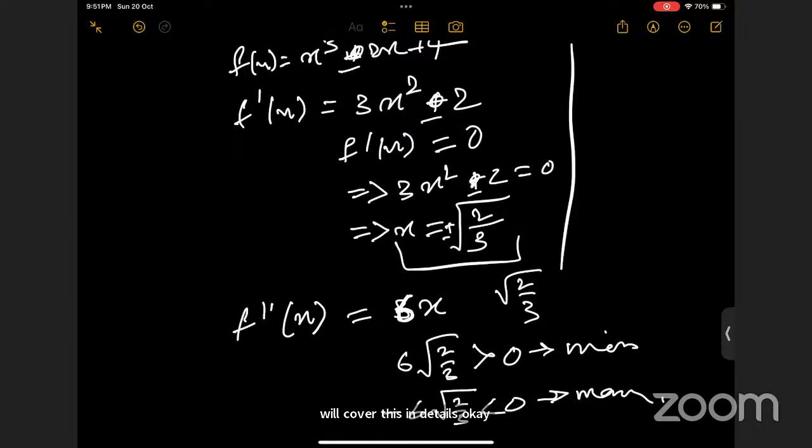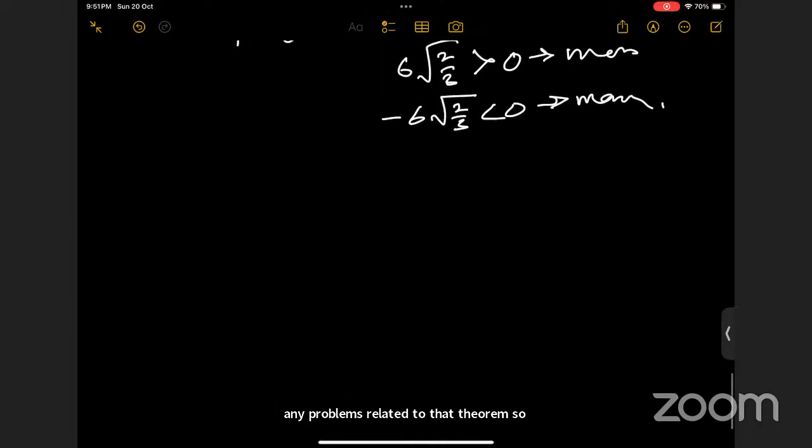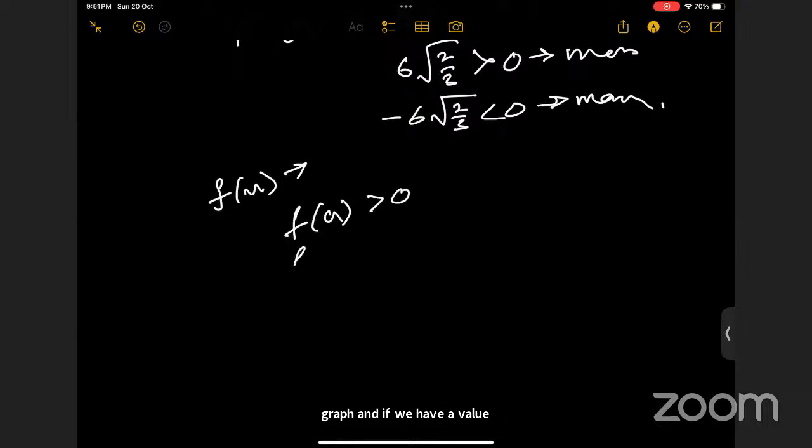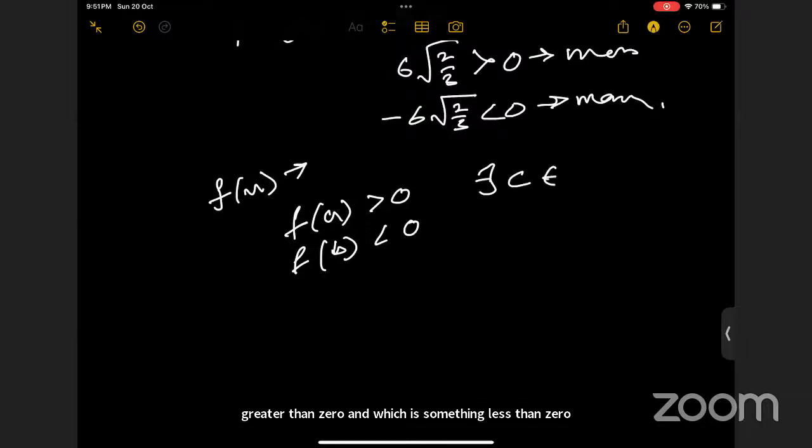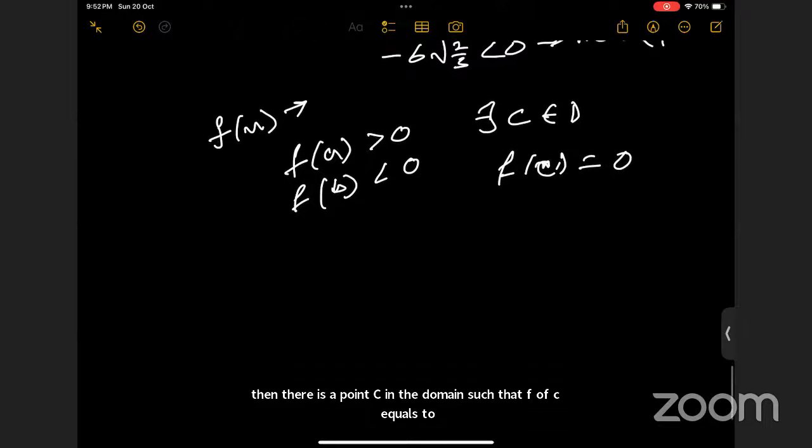So any other doubt? Madam, in lecture videos, there is an intermediate value theorem, but we're not able to see any problems related to that theorem. There may not be any problem. I mean, what is the intermediate value theorem? If we have a graph, and we have a value which is greater than 0 and another which is less than 0, then there is a point c in the domain such that f of c equals 0, right? This is the IVT.